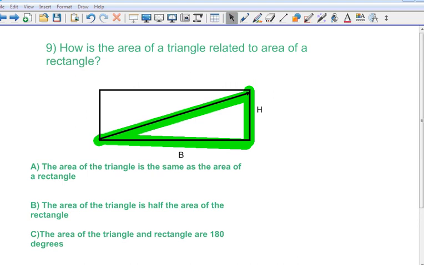Welcome back. So if you look at this rectangle, it got cut in half. And on the bottom half, it's glowing green. That means we're looking at this triangle. Area is the inside of the shape, and to fill in this triangle, you're filling in half of a rectangle. So the area of a triangle is half the area of a rectangle.